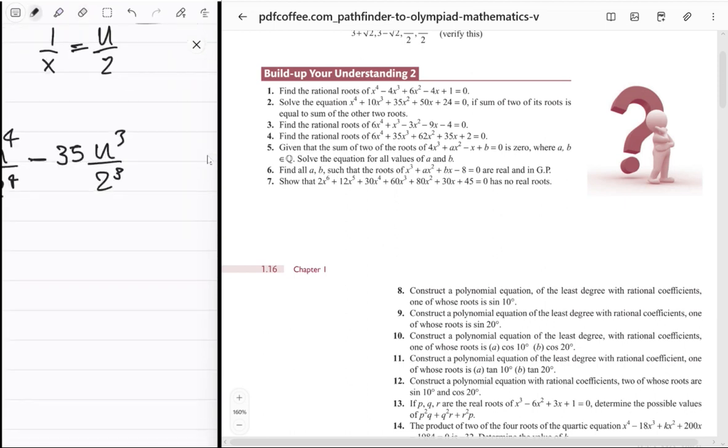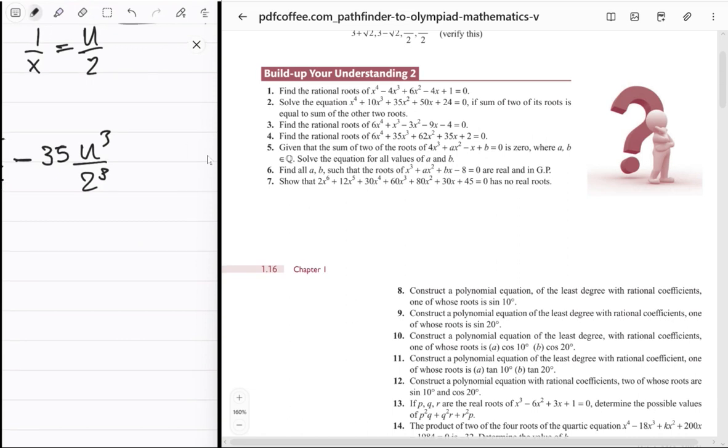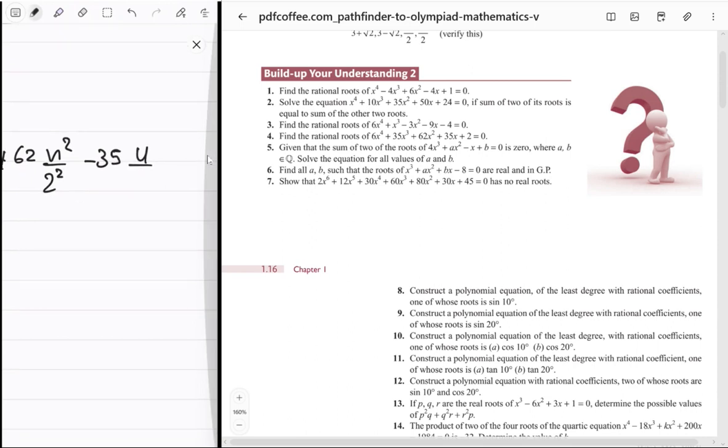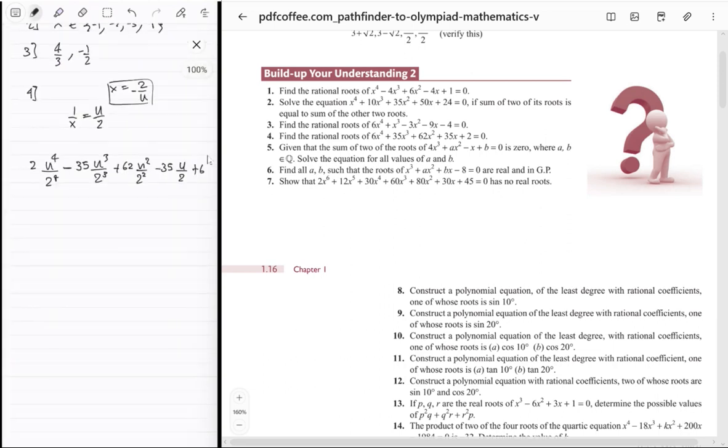So this is what it should be like. You got negative over there, whatever. And what else? 62 over there. Okay, we got positive 62 u squared upon 2 squared. Then you got -35 u upon 2 basically. Isn't that how it should be? Yuck. And then plus 6, right? And then you have to reduce this a bit.